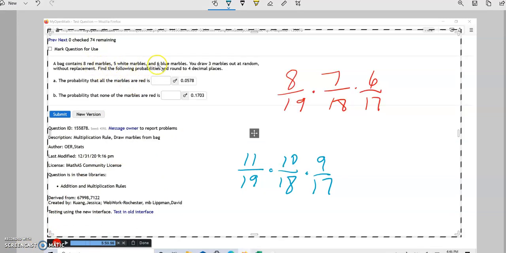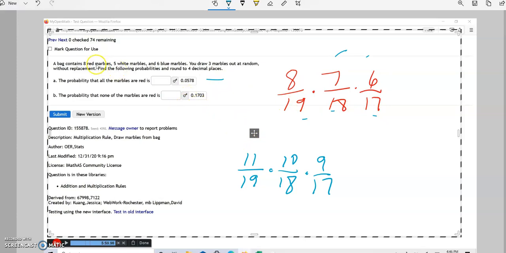Okay, I've got 19 marbles, 8 red. What is the probability I draw 3 red, then they're all red? Well, there's 8 red marbles. Probability I draw the first one red is 8 out of 19. One less of each times 7 out of 18. One less of each times 6 out of 17. And again, it's 8 times 7 times 6 divided by 19 divided by 18 divided by 17 equals that.